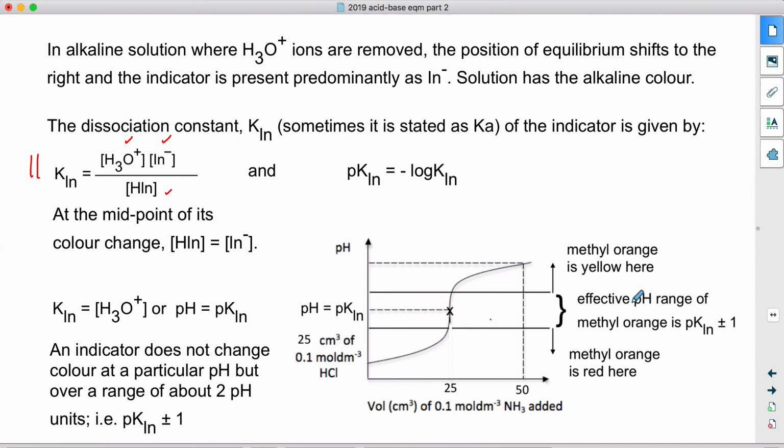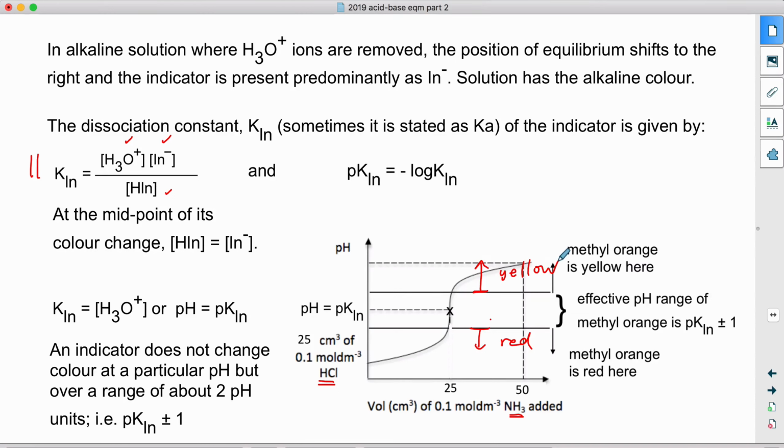Oh, it's a strong acid, weak base titration. Okay, strong acid, weak base titration. So we can use methyl orange as an indicator. Below this line is more acidic, and methyl orange will appear red. But above this line, if it is more alkaline, methyl orange will appear yellow.